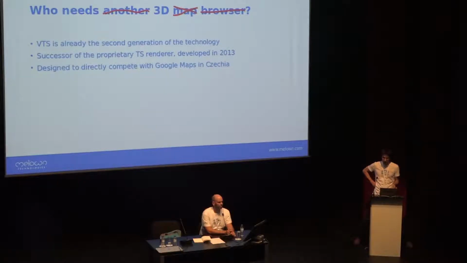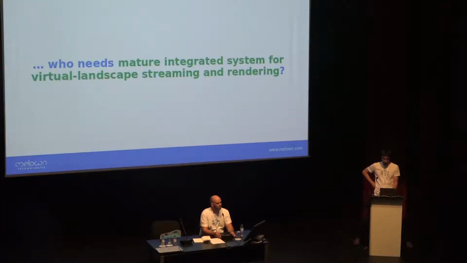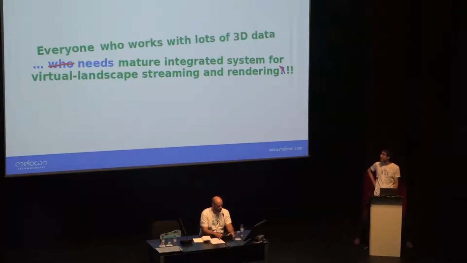It was designed to directly compete with Google Maps in Czechia. It actually succeeded. You will hear more about it in our tomorrow's VHR imagery talk. And so in this sense, we are one of the companies that actually pioneered streaming 3D content. So yeah, the technology is pretty mature. So if I reformulate the original question, who needs a mature integrated system for virtual landscape streaming and rendering, our answer should be, of course, everyone, because we do it, we use it, or at least everyone who works with lots of 3D data, because that's what we do.